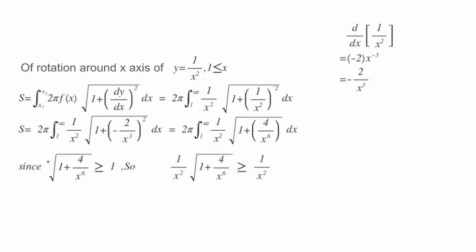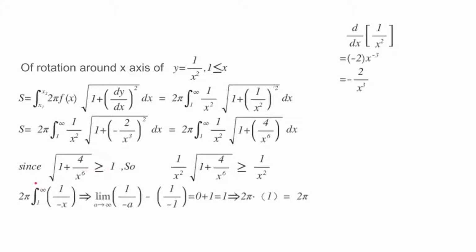Then, since the square root of 1 plus 4 over x^6, squared, is bigger than 1, so 1 over x squared times the square root of 1 plus 4 over x^6, squared, is bigger than 1 over x squared. Just like the last example, we only need to solve this part of the formula. So we write down like this: 2 pi integral 1 to infinity of 1 over negative x. And here is how I get the negative 1 over x.